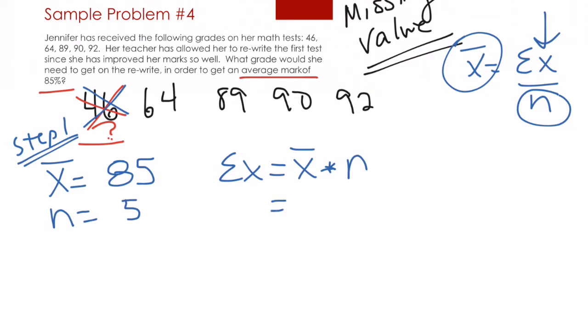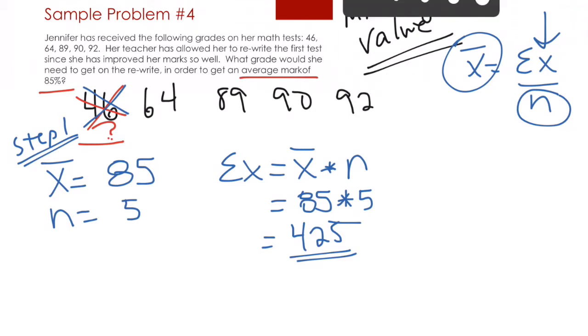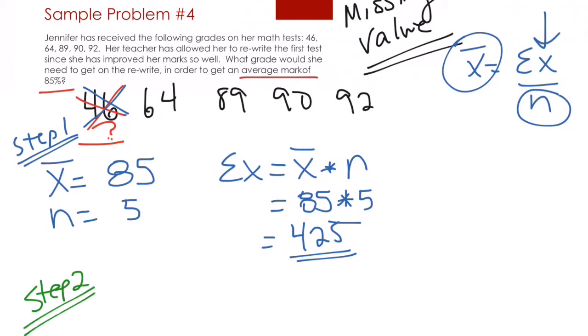So I'm going to plug in what we know. So our mean is 85, and our n is going to be 5. So when you multiply those through, you should get 425. So that tells us what everything has to add up to. Step 2 is going to be subtract everything that we know. So we're going to subtract all of the known values.